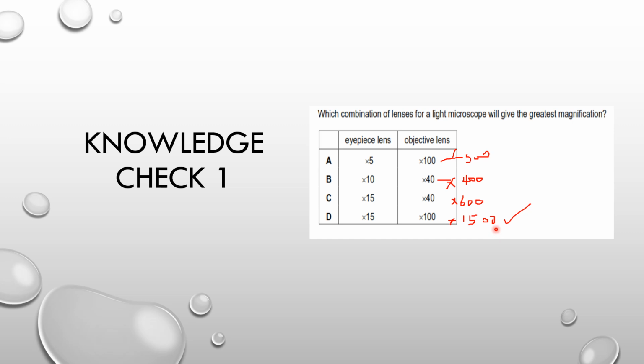Now, if the question had come another way and asked which combination of lenses for a light microscope will give the greatest number of cells. Remember, the greatest number of cells. The higher the magnification, the lower the number of cells. That means the greatest number of cells will be given by the combination that gives us the lowest magnification. Which one is the lowest here? Of course, this. But the question is talking about greatest magnification. The answer is delta.